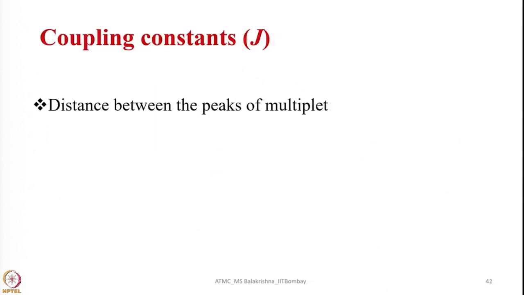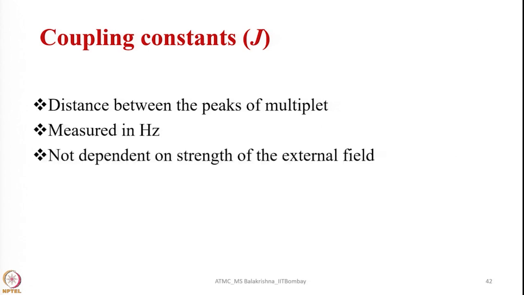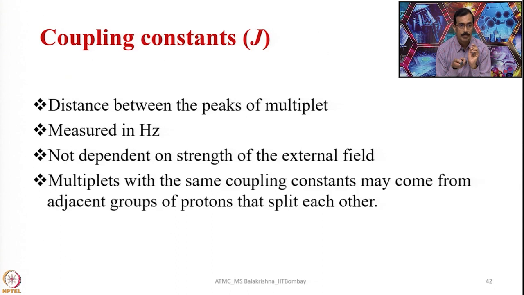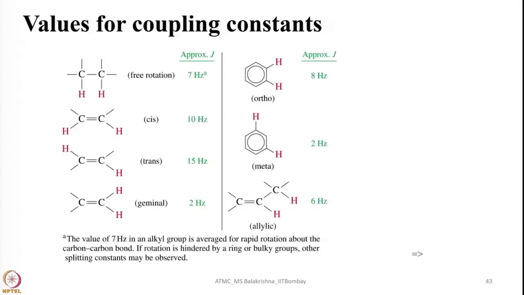And the distance between the peaks of a multiplet is measured in hertz, not dependent on the strength of the external field, you should remember. Since it is measured in hertz, it is independent of magnetic field strength. Whether I record at 60 megahertz or 300 megahertz or 600 megahertz, the coupling constant remains the same, and the chemical shift in ppm remains the same. Multiplets with the same coupling constant may come from adjacent groups of protons that split each other. So now values for coupling constants are given here.